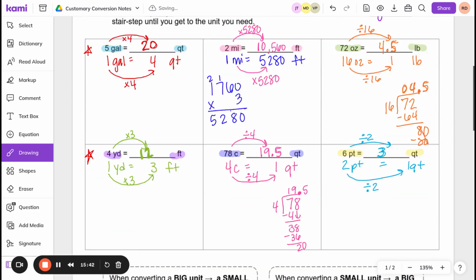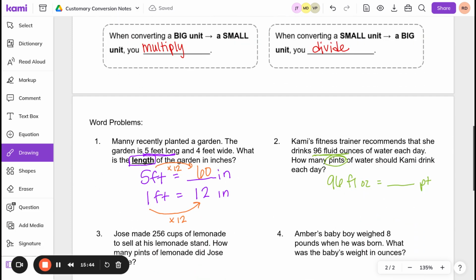8 times 2 is 16. So that means there are 16 fluid ounces in 1 pint. We are getting smaller, so we have to divide by 16. Whatever I do to the bottom, I do to the top. And 96 divided by 16 gives us 6 pints.